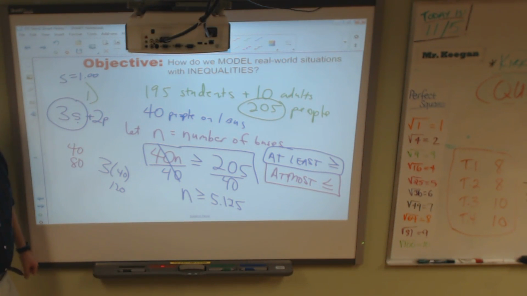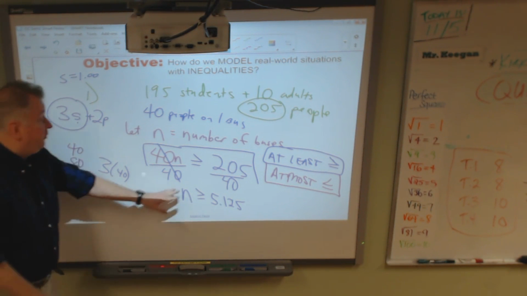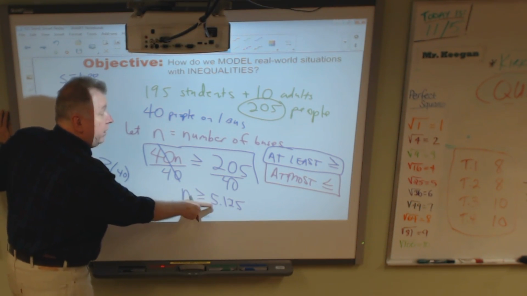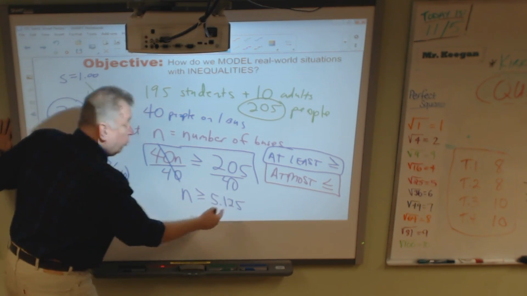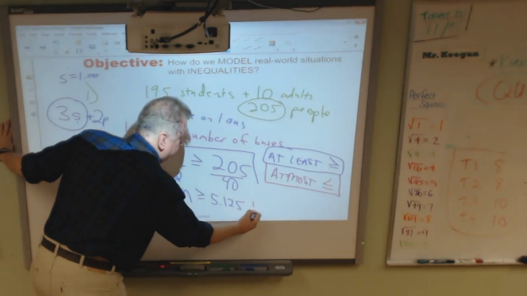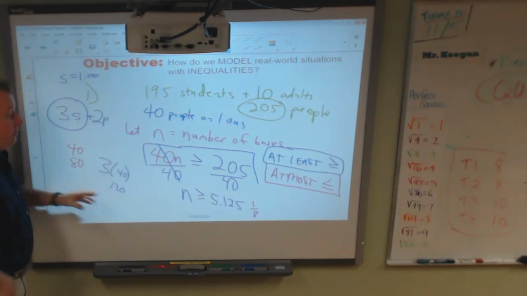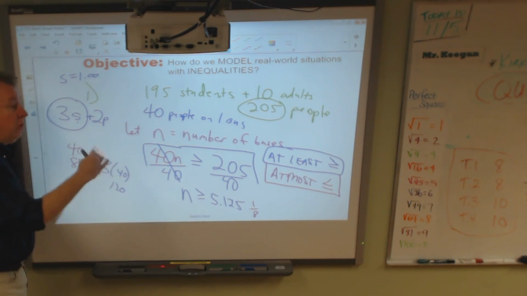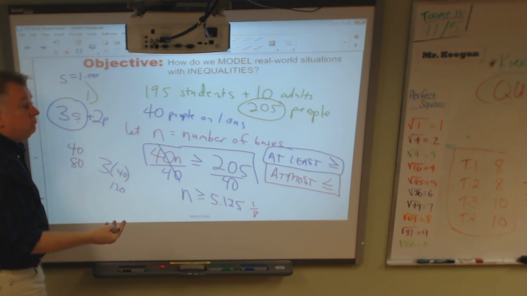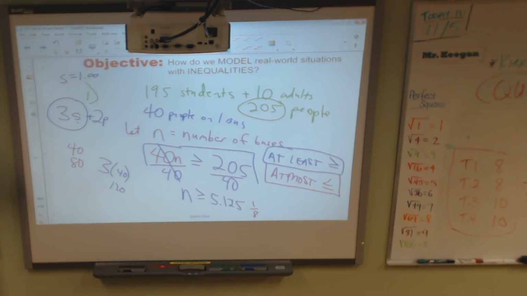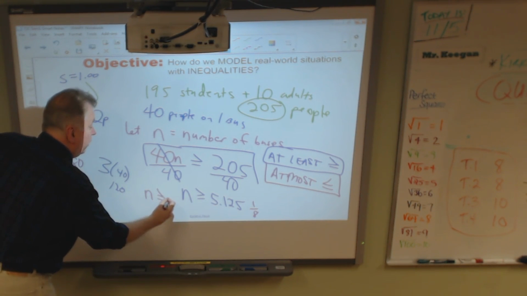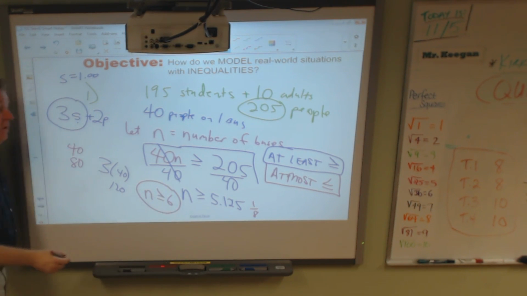So how does it break down? Watch. It's still going to come out to 5.125. So the number of buses has to be greater than or equal to 5 and 1/8 of a bus. In other words, the number of buses has to be bigger than 5. So what's the smallest number that's bigger than 5? 4? That's not bigger than 5. 6. So the smallest number of buses you could get would have to be 6.